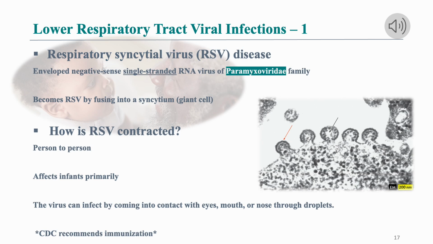The main lower respiratory tract viral infection that I'm covering is the respiratory syncytial virus, also known as RSV. RSV occurs when adjacent infected cells fuse into a syncytium, which is a giant cell that contains many nuclei. RSV can be classified as enveloped, negative sense. It's a single-stranded RNA.